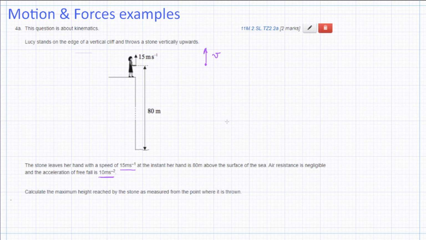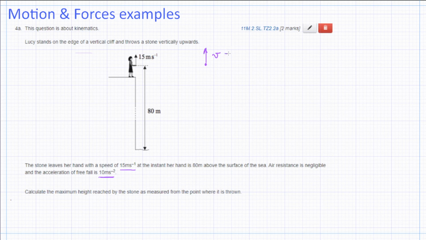Well, what we have to remember here is that the acceleration which is going to stop the stone from going upwards is gravity, right? It's going up, but it's slowing down as gravity is pulling it down, and then eventually it will start falling down. So if we're trying to look for the maximum height, we have to look at our SUVAT equations and find out which one is going to give us the displacement in terms of things that we know.